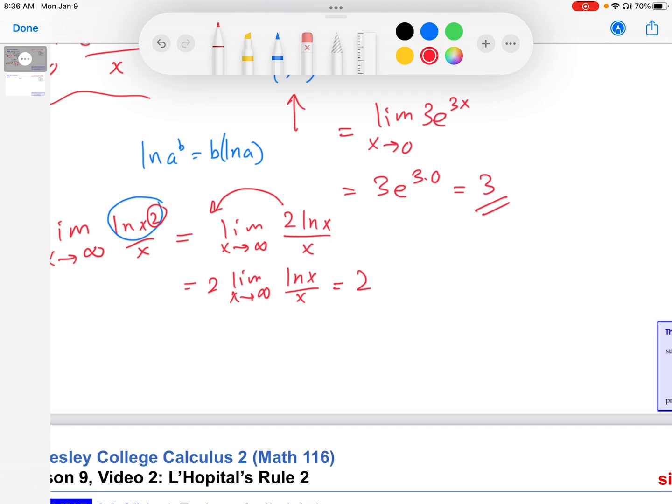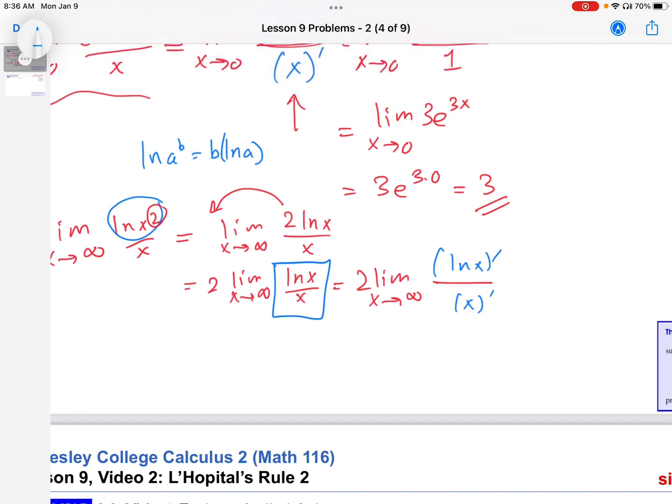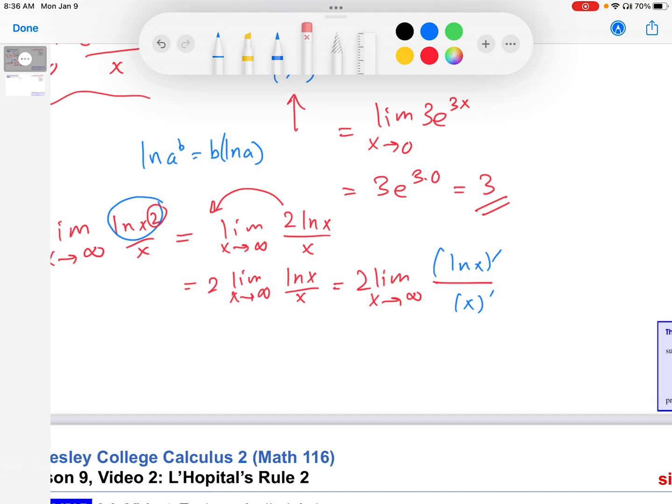So this is going to equal 2 times the limit as x goes to infinity of the ratio of the derivatives. It's really important to keep that in mind. This is a ratio of the derivatives. One common mistake is to differentiate this function, in this case using the quotient rule. You don't want to do that because that's not what L'Hopital's rule says. L'Hopital's rule says ratio of the derivatives. All right, so here we are, ratio of the derivatives.